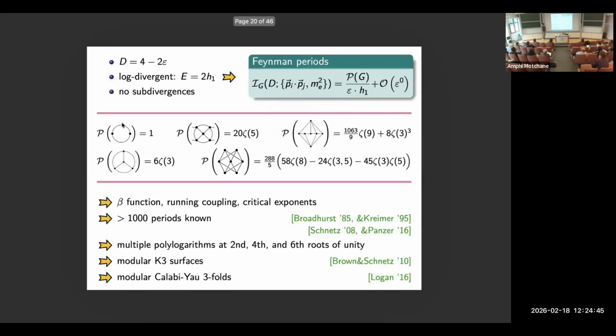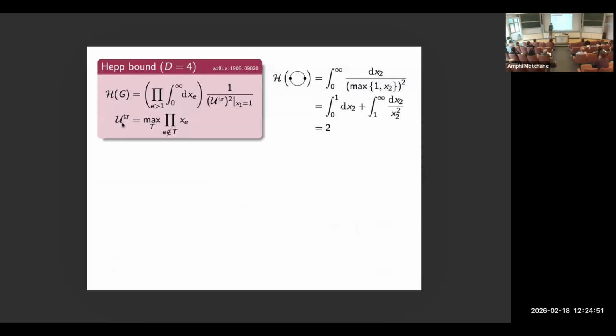For comparison, the actual integral was 1 in the 4-dimensional theory. In the tropical theory, the same graph evaluates to 2. So it gets bigger. It's an upper bound because the U is in the denominator. We make the U smaller because we replace it by 1 monomial. So the integral gets bigger.